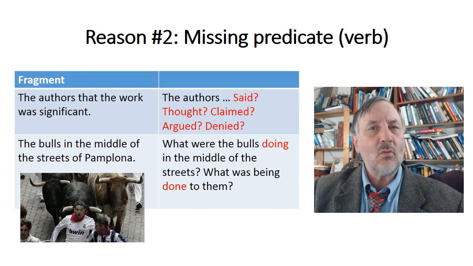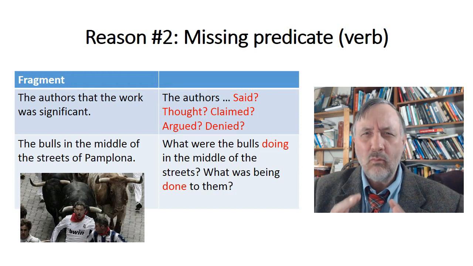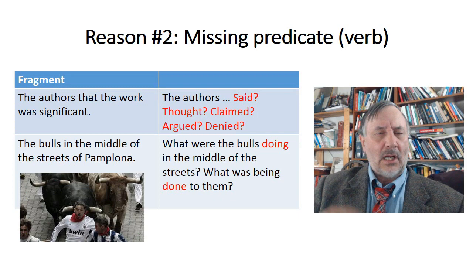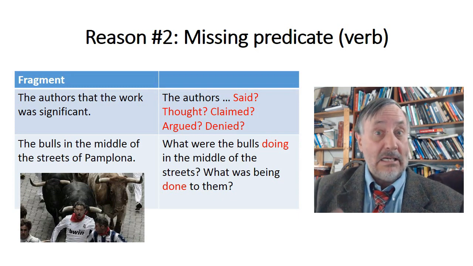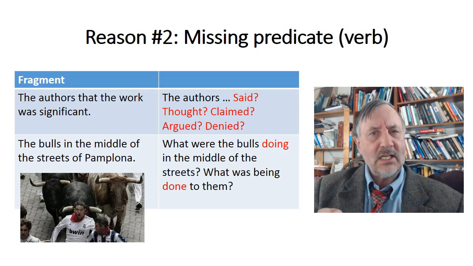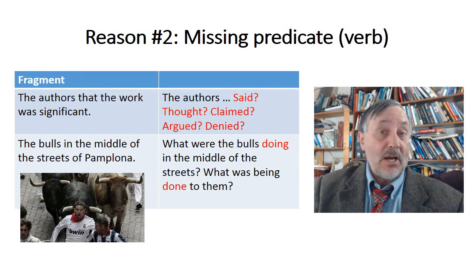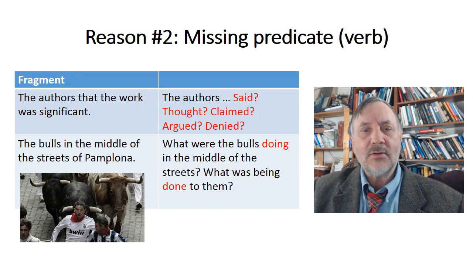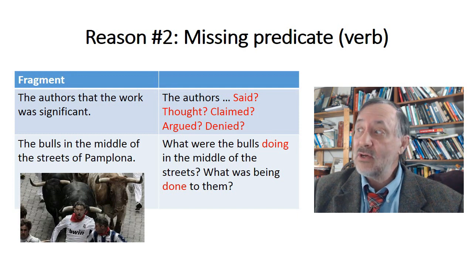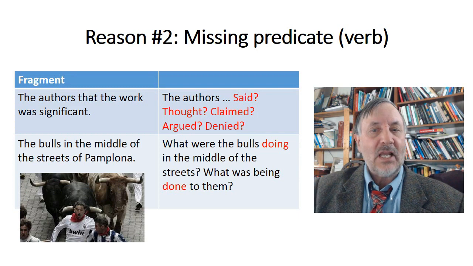The authors that the work was significant. Well, the authors what that the work was significant. They thought, they said, they claimed, they argued, they denied. You see, so we're missing an action here that's related to the authors, or it appears that it would be related to the authors. Or another example that we have, the bulls in the middle of the streets of Pamplona.